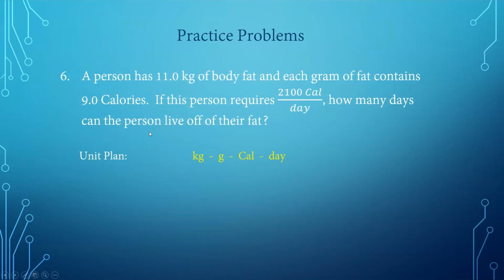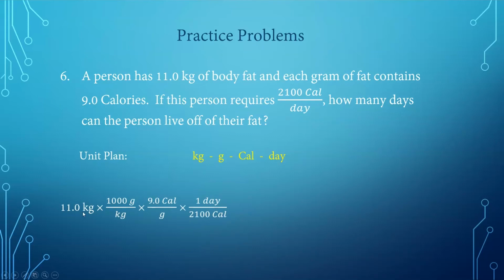So in our unit plan, our starting point, of course, will be the kilograms of body fat, and we want to find out how many days they can survive. Well, we can see here that days is related to calories, and calories is related to grams of fat. So if we could get kilograms converted into grams of fat, we would now be able to link it up with this conversion of 9 calories per gram. And once we get to calories, we can use our second conversion to go from calories to days.